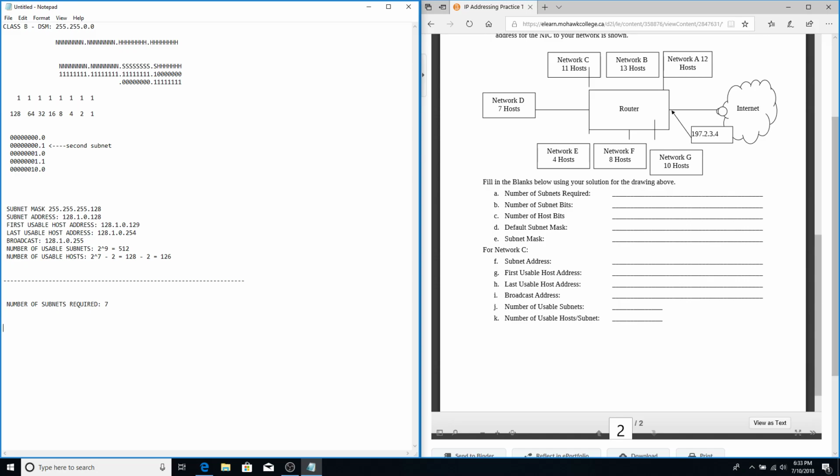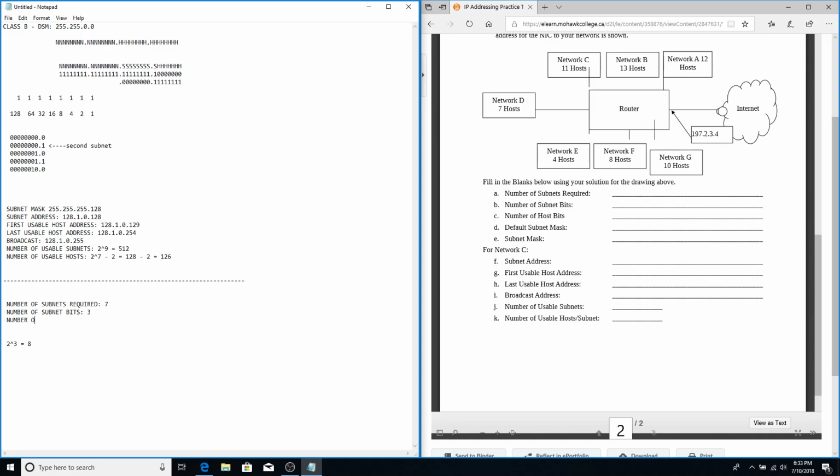But what's the amount of bits that we're actually going to use? We have to say 2 to the power of something, I'm just going to put x for now, has got to equal 8. And we know that is 2 to the power of 3. So that is how many bits we're going to use for subnets. So when it says number of subnet bits, 3.